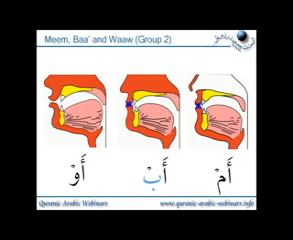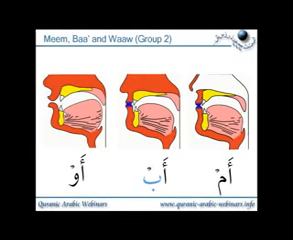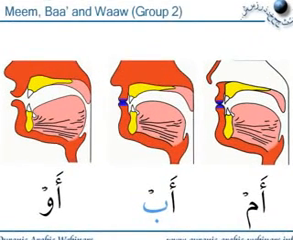So we move into the other letters that involve the lips. So we're still in group 2. So it's the mim, the ba, and the waw. So we have am, and you should notice the dry portion of your lips touching together. Then we have ab. Again, this is one of the echo letters.